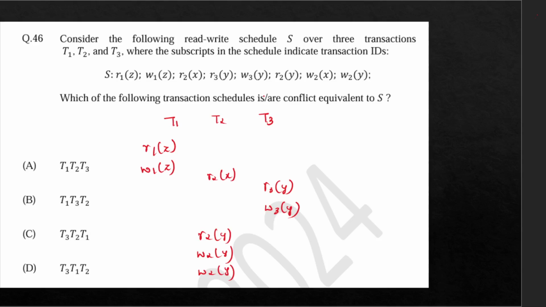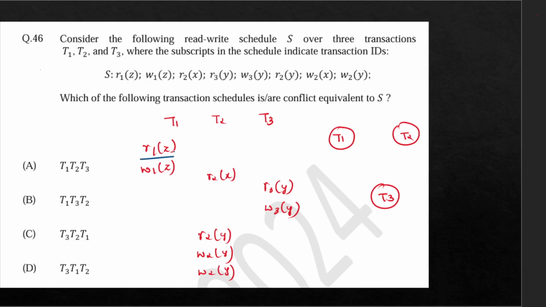So for conflict equivalence to S, what are we going to make? We are going to make the polygraph for all the transactions, and let's check what we can get from this. Okay, so let's make the graph T1, T2, T3. After that, let's see the conflicting pairs.